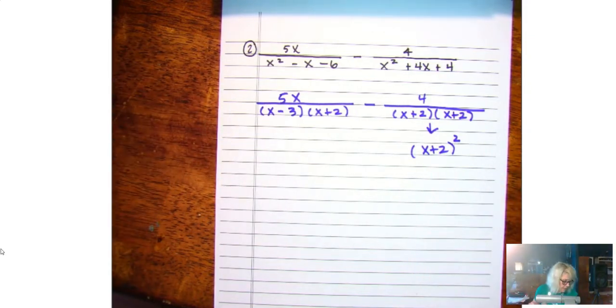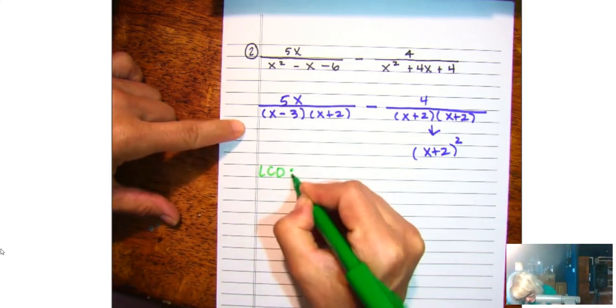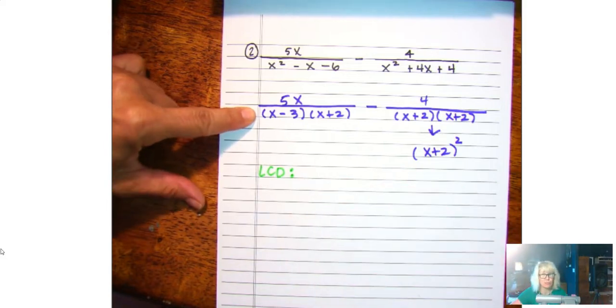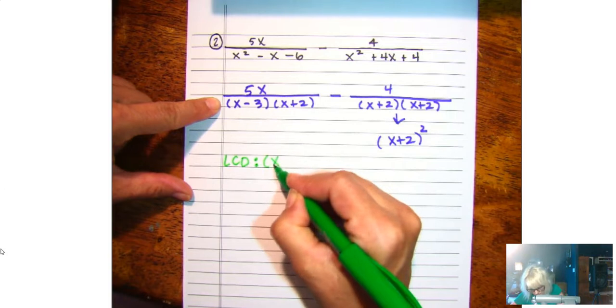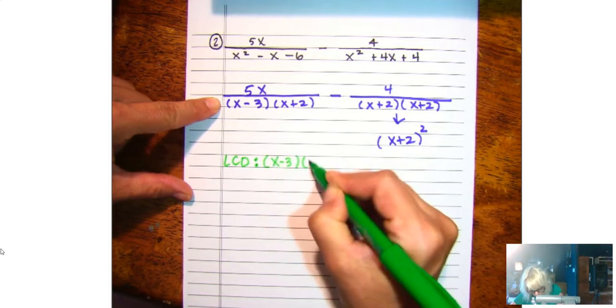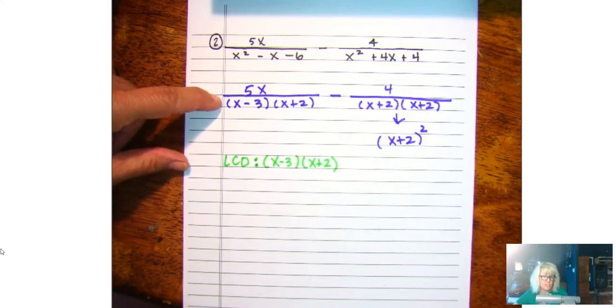All right, next step, we're going to write the least common denominator. So LCD. Going to look at the first fraction, write exactly what it is. Then I'm going to look at the other fraction and just pick up what I'm missing. Remember, you have to have the highest exponents of things.